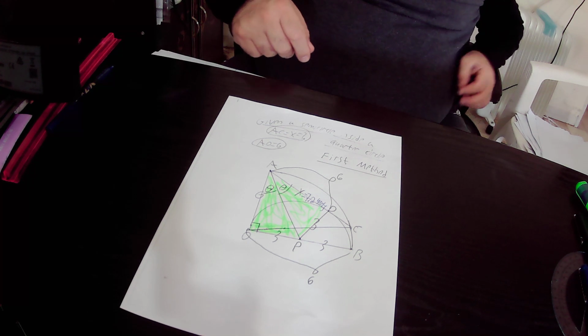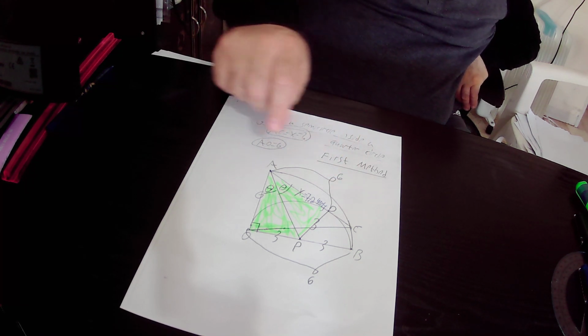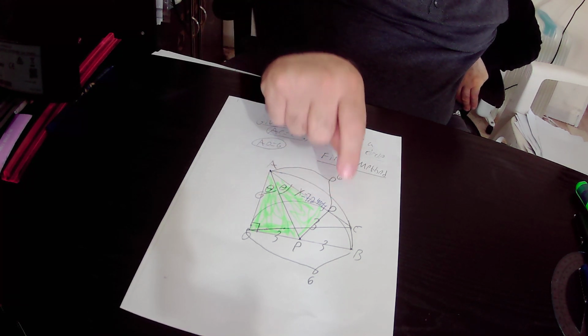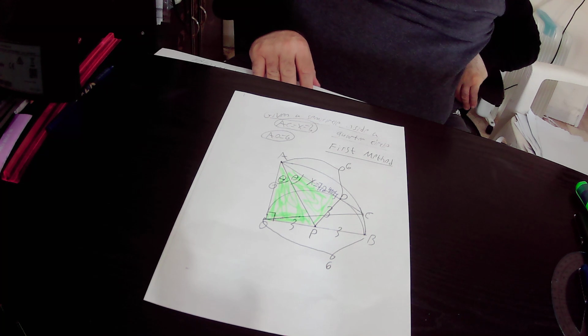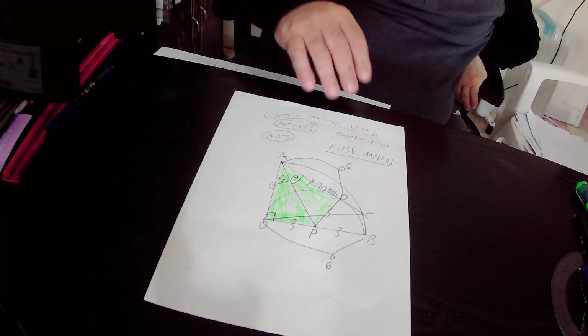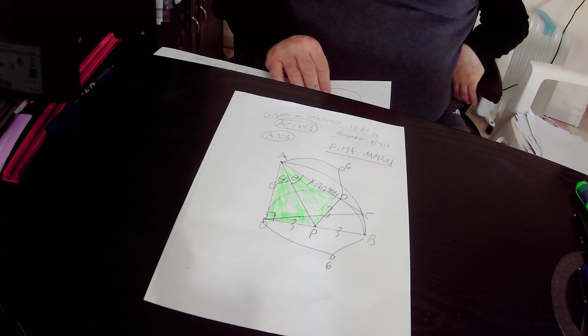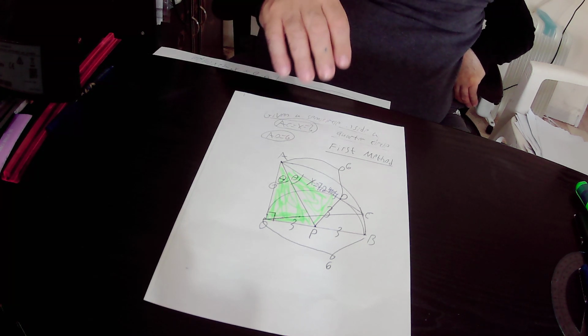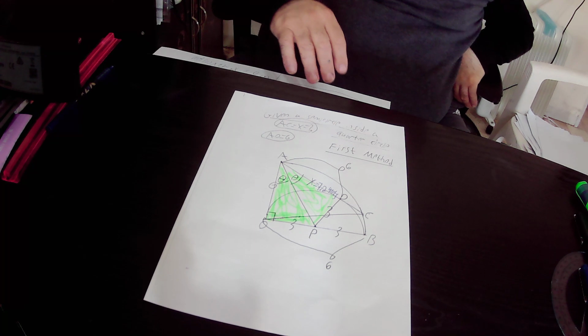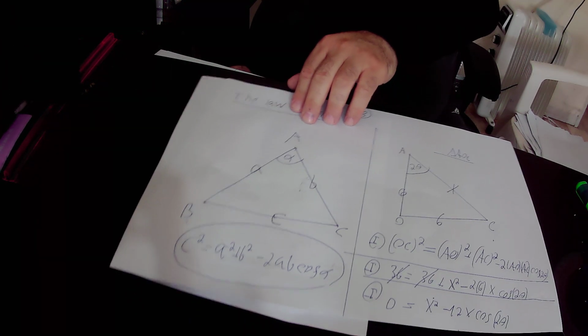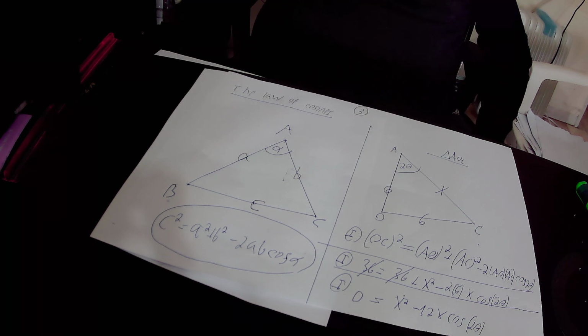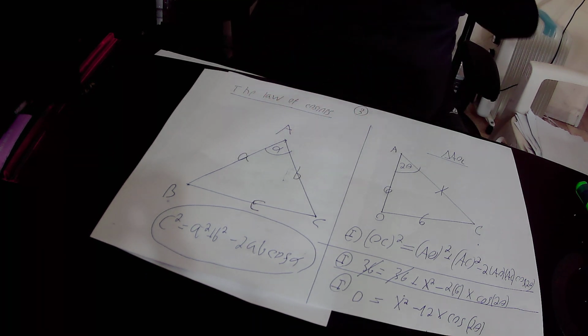Then we connected together points O and C, so we created triangle AOC, and then I presented to you the law of cosines, and we implemented the law of cosines in this triangle AOC. So what is the law of cosines? The law of cosines is true in any triangle. So if you have this triangle ABC, that could be any triangle.